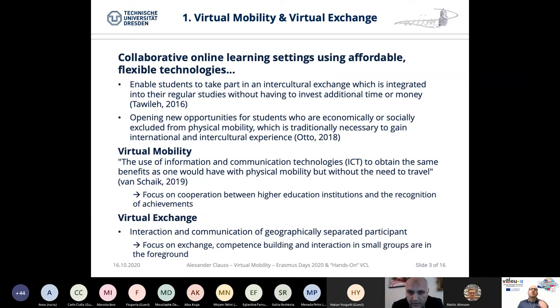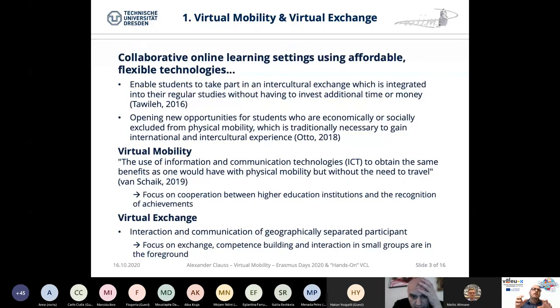So let's start. Collaborative online learning settings using affordable, flexible technologies enable students to take part in an intercultural exchange, which is integrated into their regular home study, so they don't have to go away without having to invest additional time or money because they stay at home, they stay at their computer, they stay in their regular study program. This opens new opportunities for students who are economically, socially, or maybe also politically excluded from a physical mobility, which is traditionally necessary to gain such international and intercultural competences.